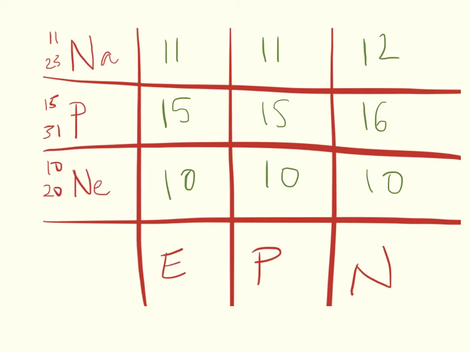Alright, hopefully this is what you've got. The atomic number for sodium is 11. That means it's got 11 protons and 11 electrons. Its mass number is 23, so 23 minus 11 is 12 neutrons. But phosphorus, atomic number 15, so 15 electrons and protons, 16 neutrons. 31 minus 15 is 16. Neon, 10 electrons, 10 neutrons, and 10 protons.